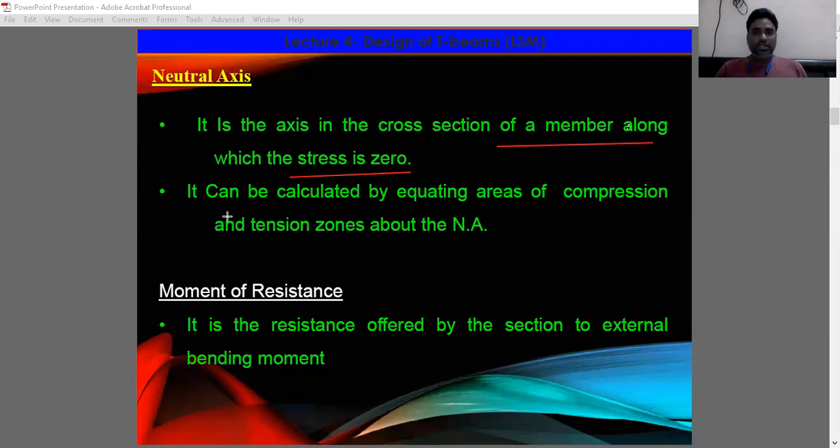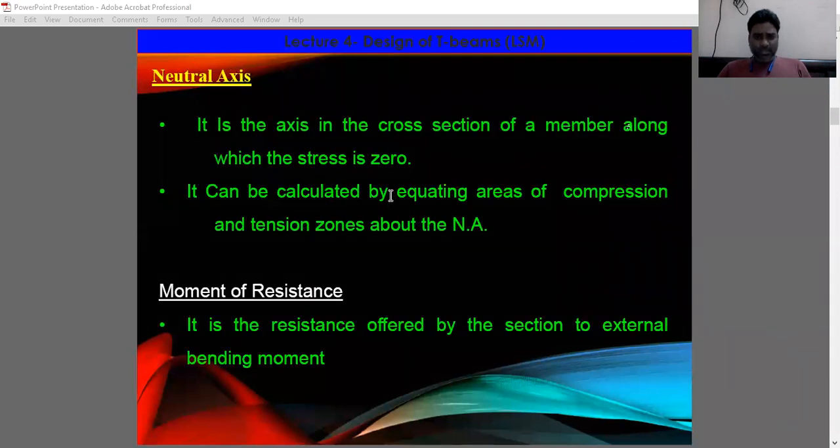The depth of the neutral axis can be determined by equating the compression force to the tension force. At the neutral axis the stresses are zero, so it can be determined by equating the compression force to the tension force. We will discuss how to determine all this. Once we have calculated the neutral axis, we can determine the moment of resistance of the member.